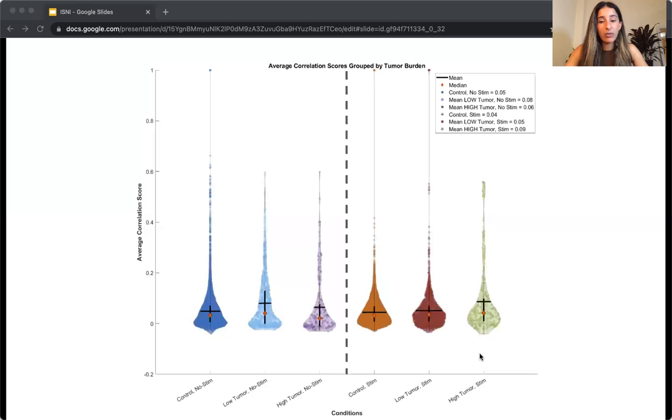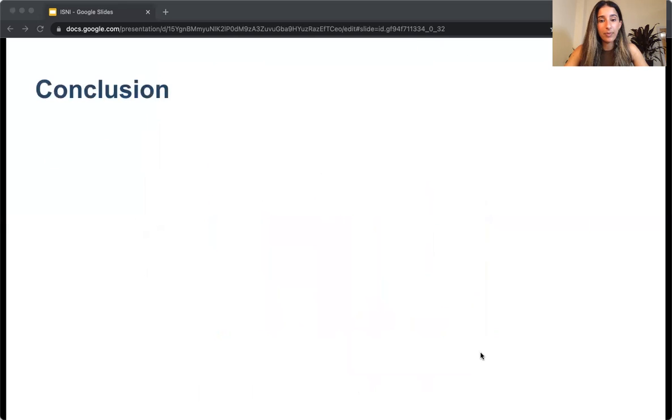Ultimately, the largest effect that we saw after further splitting the data into high and low tumor burden neurons was that in the whisker stimulation condition, the grouping to the right of the dotted line, neurons with high tumor burden scores in green had higher synchrony scores than the control neurons in orange, and had a higher synchrony score than the low tumor burden neurons in red. And this was all statistically significant as well.